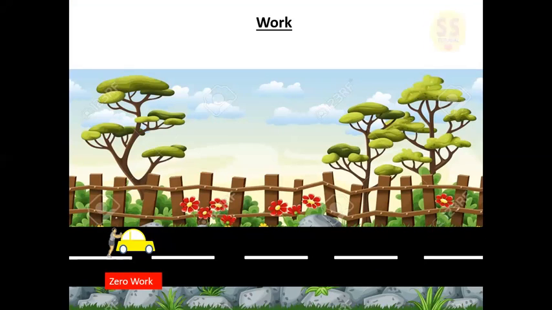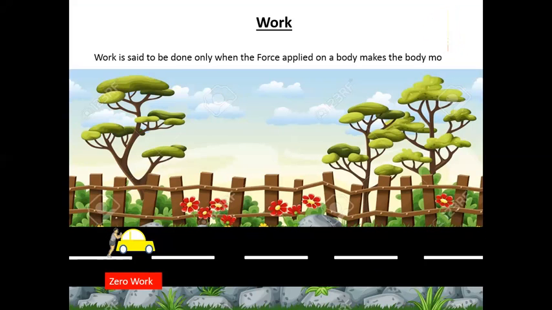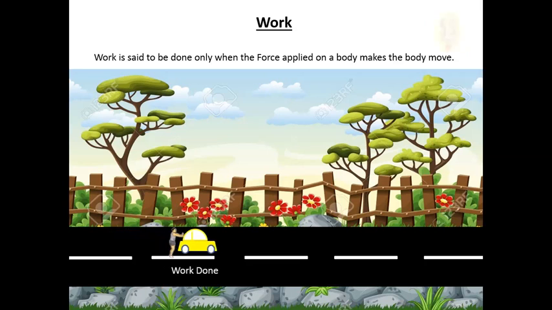What is work? Work is said to be done only when the force applied on a body makes the body move. Just look at the figure below. The man is trying to push the car, but the car does not move. Then according to science, we can say there is zero work. When the car starts moving by the application of the force, then we can say the person is doing work, or science will say work is done.